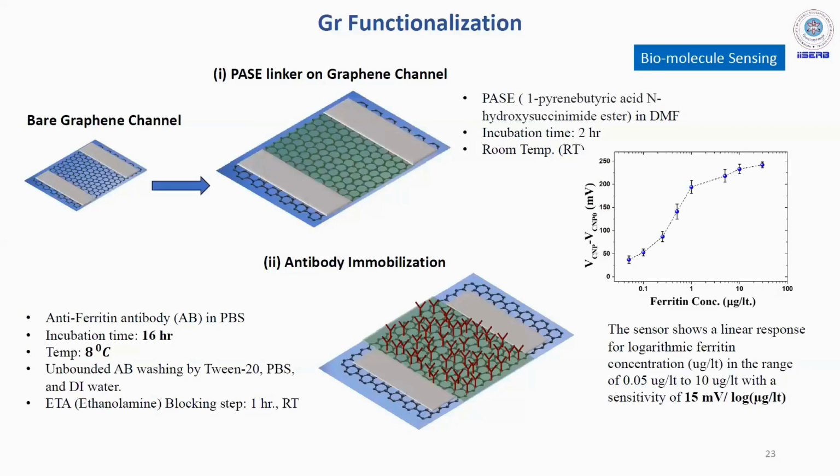We also functionalized graphene with anti-ferritin, and we detected ferritin in blood serum. Again, we got a fairly linear response. I won't say it's completely linear, but in two different ranges, we got two different linear characteristics for ferritin concentration. The ferritin biomolecule is one of the biomarkers for sickle cell anemia. So we are trying to detect sickle cell anemia at a very early stage.